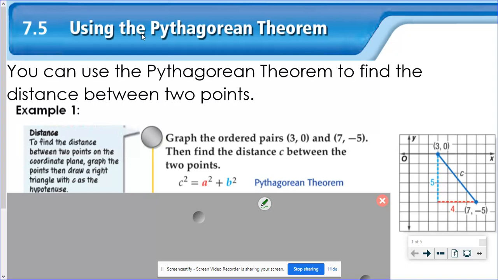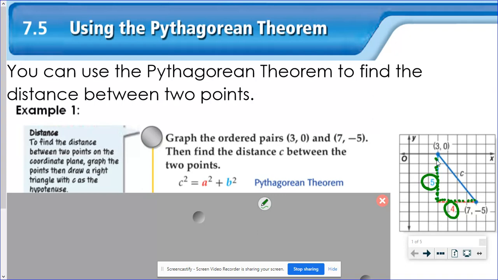So from (3, 0), we're drawing this vertical line, which happens to go through 1, 2, 3, 4, 5 squares, so that's why that side length is 5. And then we draw a horizontal, and we've got 1, 2, 3, 4 squares that way. So I'm looking for the hypotenuse of a triangle whose legs are 4 and 5. Now this isn't a 3, 4, 5, obviously, because the c is going to have to be bigger than the 5.